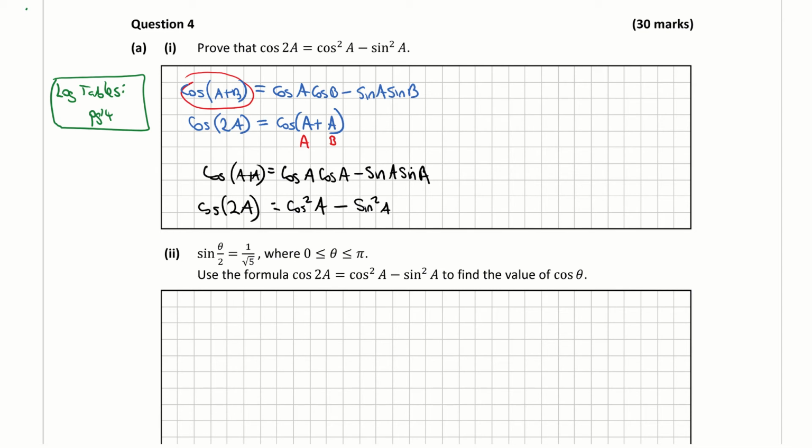Having a look at part 2, sine theta over 2 is equal to 1 over the root of 5, where theta, which is the angle, is between 0 and pi. So pi here in this case is radians, 180 degrees. It's important here that they're not allowing us to solve this in any way we want. It's asking us that we must use the formula cos 2A is equal to cos squared A minus sine squared A to find the value of cos theta. So we have to use that.